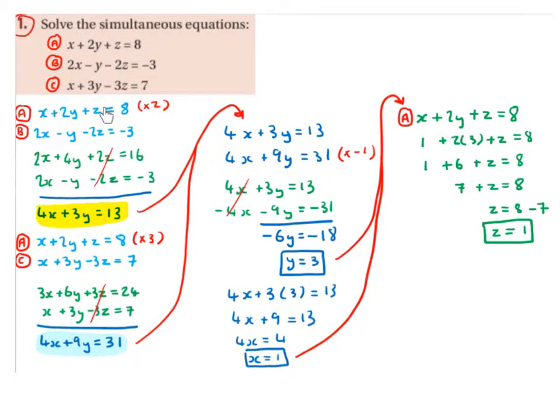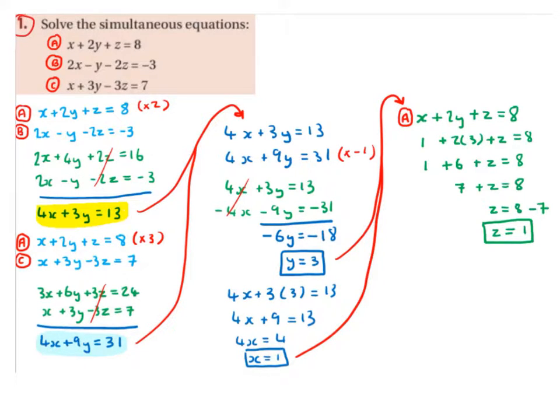So I'm going to multiply equation A by 2. So x multiplied by 2 is 2x, 2y multiplied by 2 is 4y, z multiplied by 2 is 2z, and 8 multiplied by 2 is 16. Now I have 2z minus 2z, which will cancel out, which is what I want. 2x plus 2x is 4x, 4y minus y is 3y, and 16 minus 3 is 13. So now I have one equation in terms of x and y.